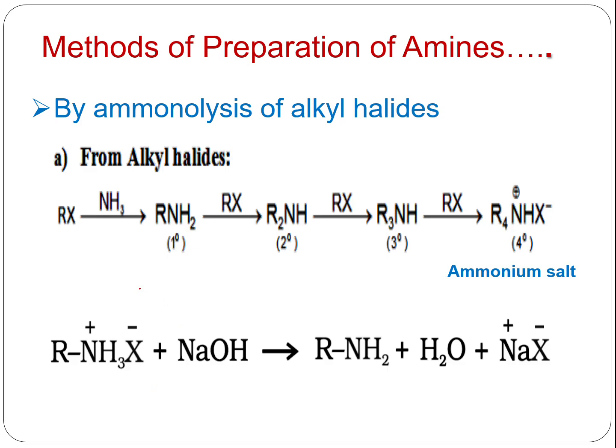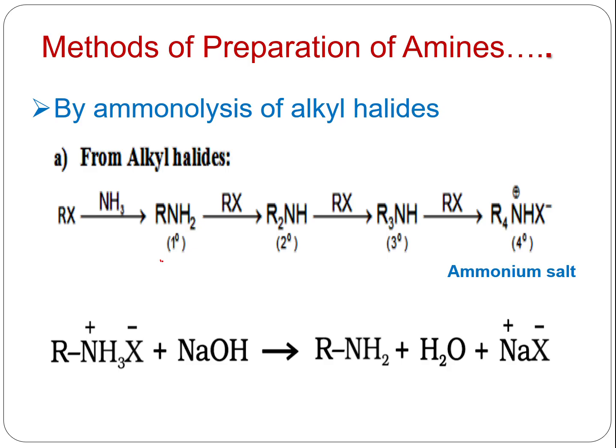Coming to the second method, by ammonolysis of alkyl halides. Now what is the meaning of this word ammonolysis? It is addition of ammonia to the alkyl group. Since addition of ammonia is taking place to the alkyl group, it is called ammonolysis. In this method, the alkyl halide is treated with ammonia.